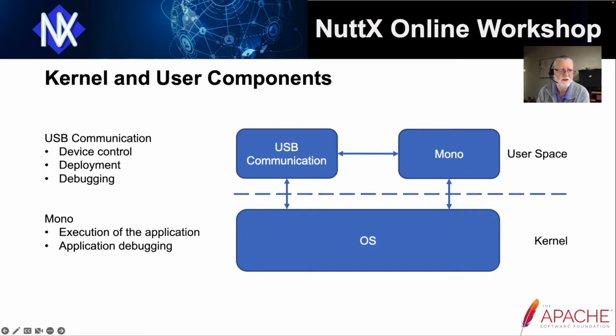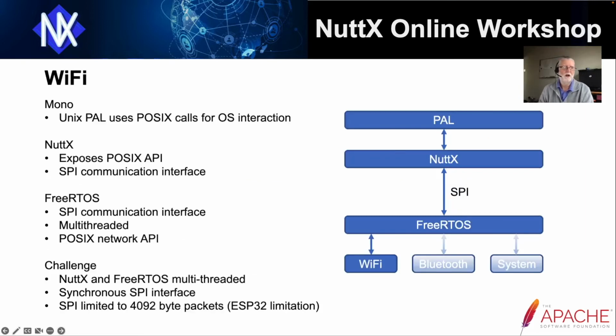And the other feature that we provide is debugging through a socket interface. So in this case with debugging, we are taking commands from an IDE through the serial port on the PC, which ends up in the USB communication interface, and that talks to Mono, and Mono controls running of the application and provides features such as variable inspection, single stepping, and so on.